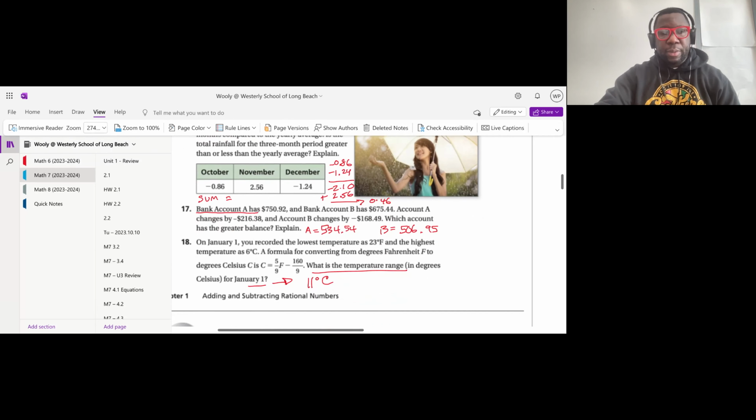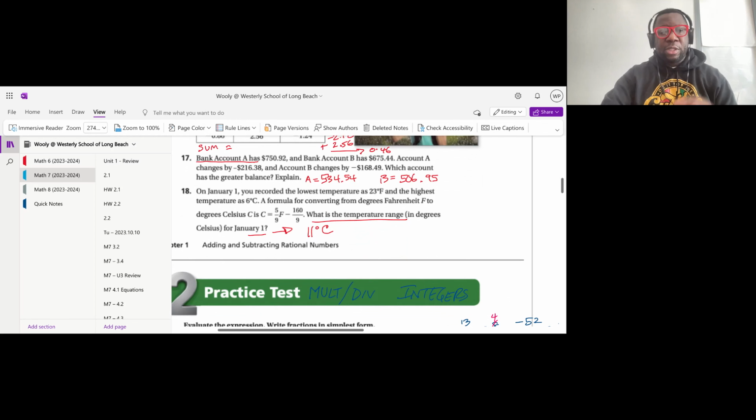For question number 16, the sum of these 3 months is equal to +46, and we're told that the yearly average has these negative values. Any positive value is going to be greater than a negative. Therefore, 0.46 is greater than the yearly average. For question number 17, we're looking at bank account A and bank account B. We start off with $750 and 92 cents for A, and $675 and 44 cents for bank account B. We have these two different charges. A ends up with $534 and 54 cents, whereas B ends up with $506 and 95 cents. Therefore, A has a larger balance at the end of the month.